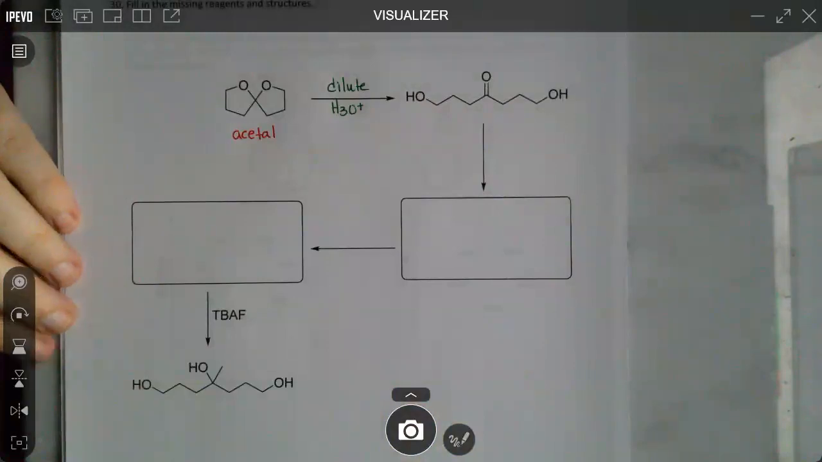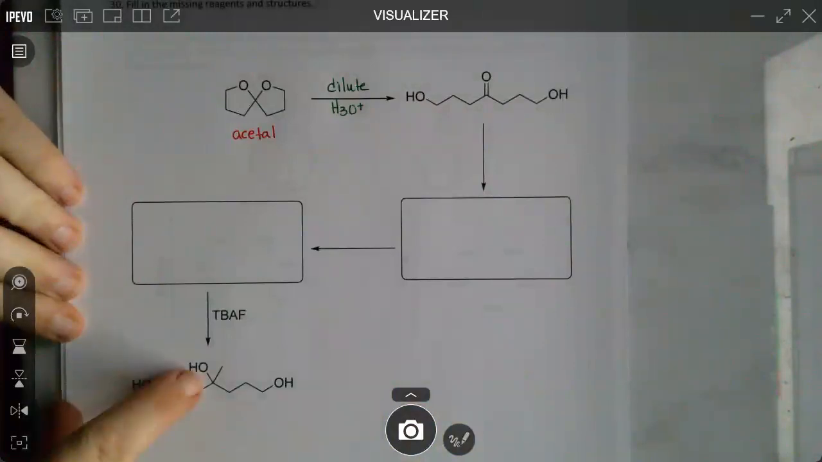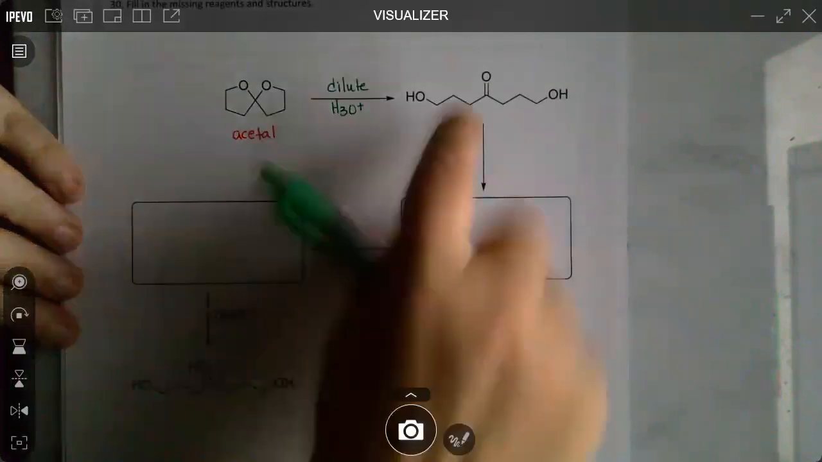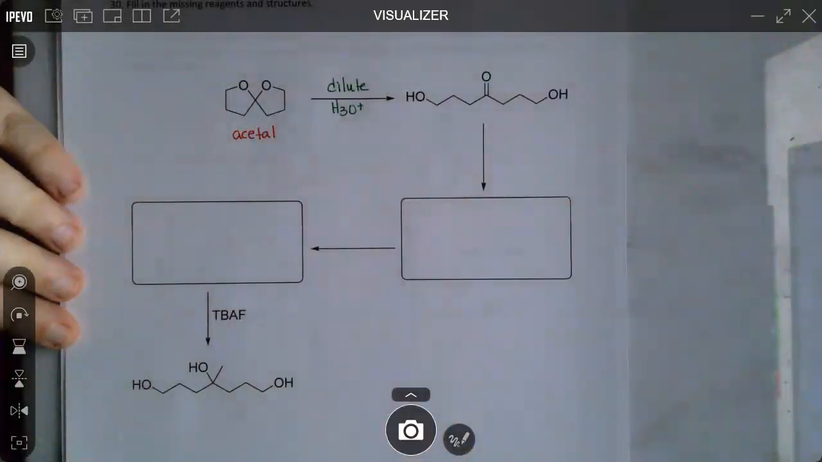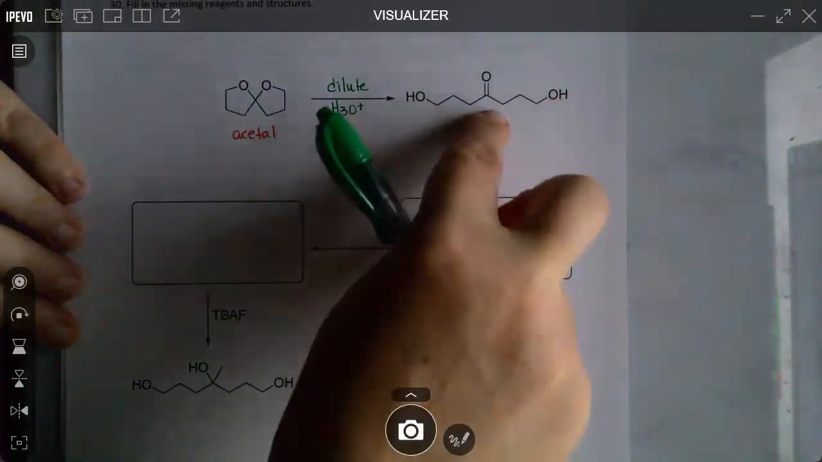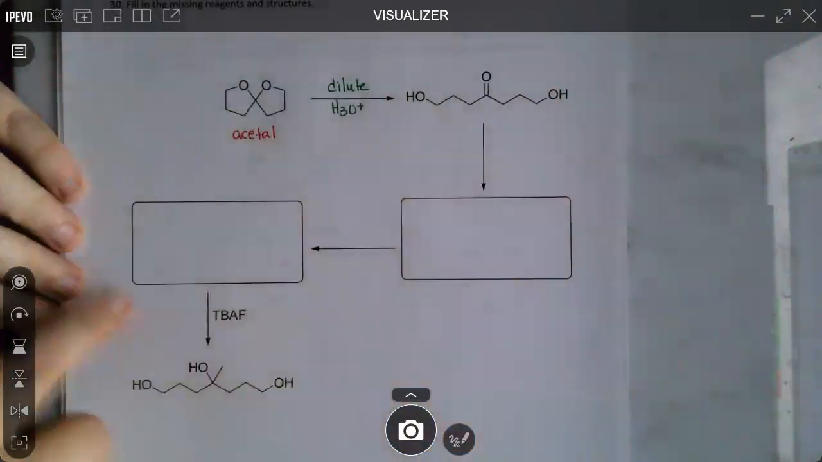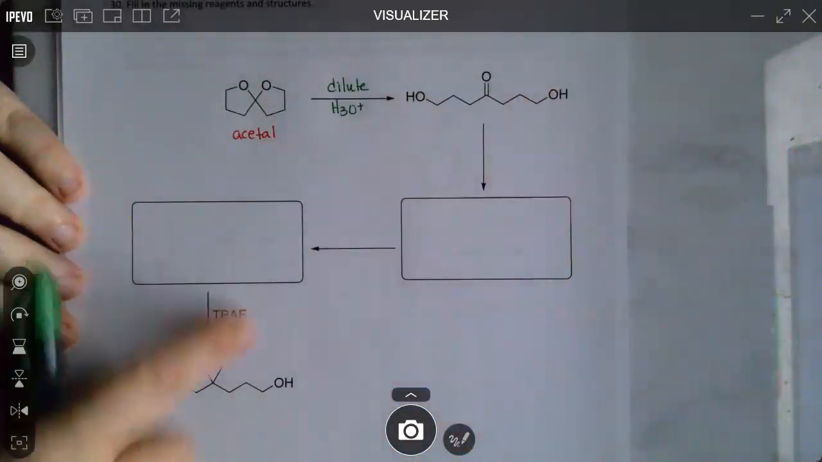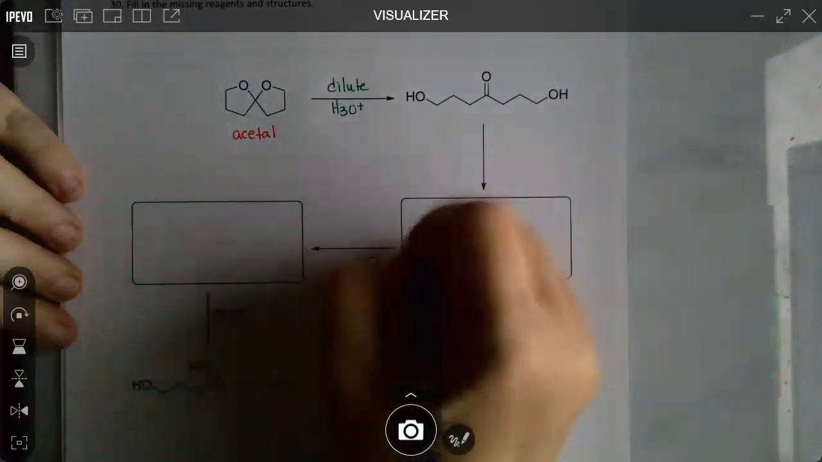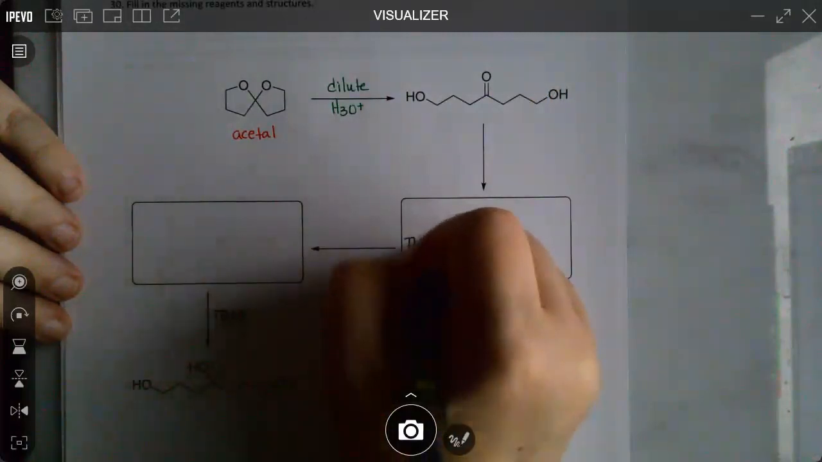And then we see that we want to form a new carbon-carbon bond because we're going to be introducing this methyl group. So we want to do a Grignard reaction, but it's not possible to do that in the presence of the alcohols. So first we need to protect the alcohols, then we can do the Grignard reaction, and then we can deprotect using TBAF, which stands for tetrabutylammonium fluoride. So we're going to target the protected alcohols.